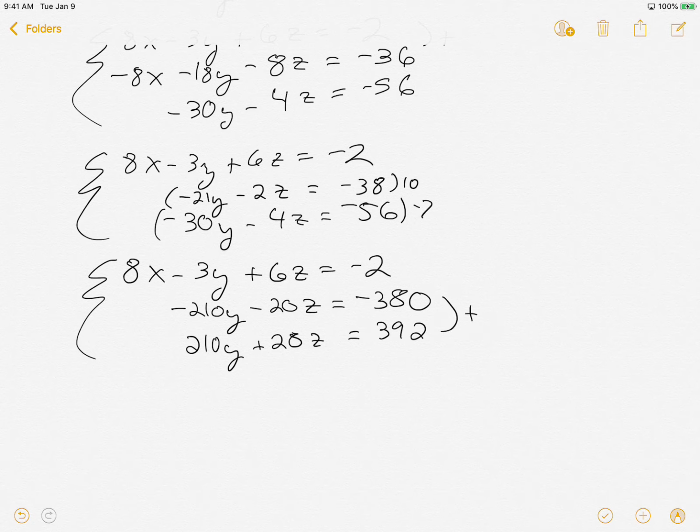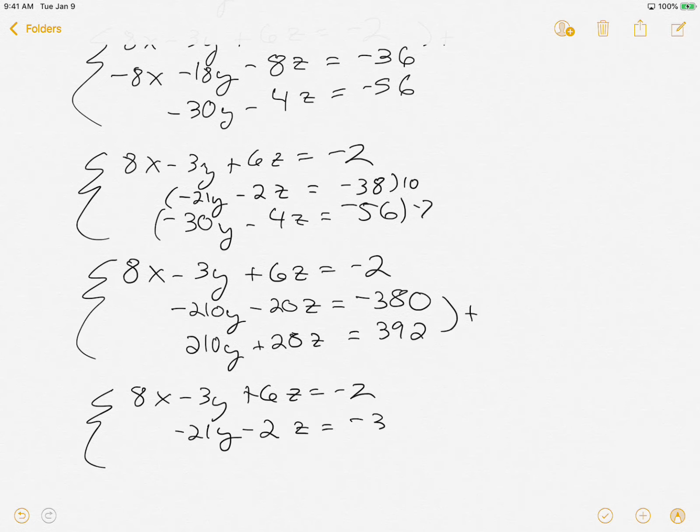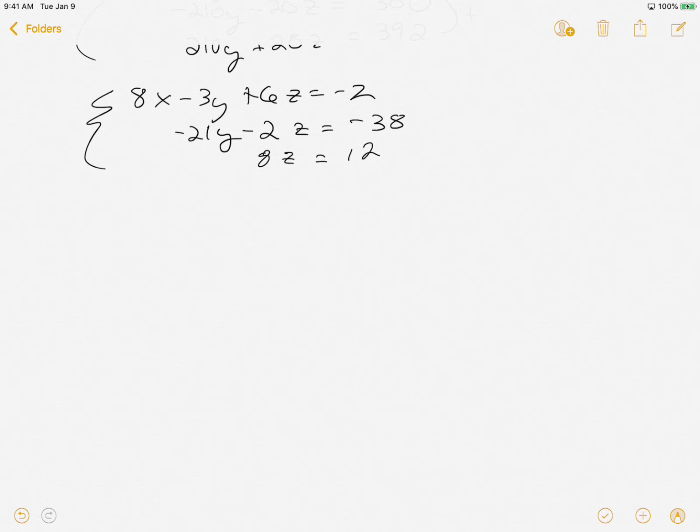When I add those two, top equation stays the same. Second equation, I'm going to revert it back to a simpler form. Then the last one's the one we're changing. The negative 210 and 210 go away. Negative 20, positive 28 gives me 8z. Negative 380 and positive 392 just give me 12. Okay, so we're done with all of our eliminations. Let's solve for all the variables.